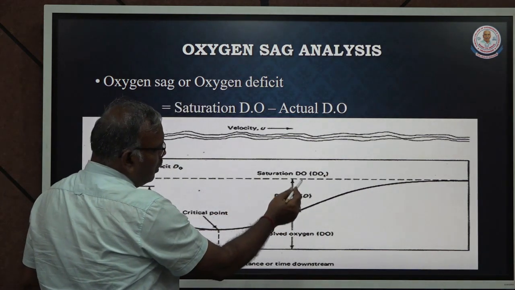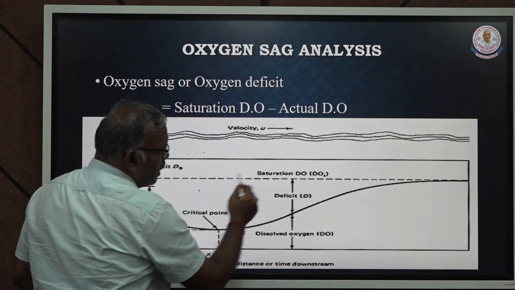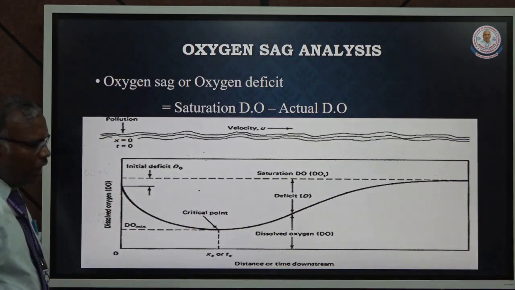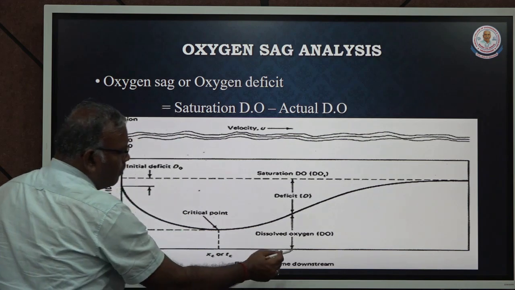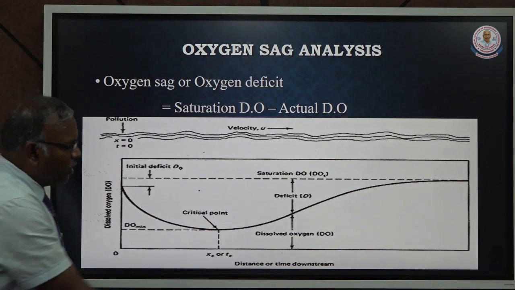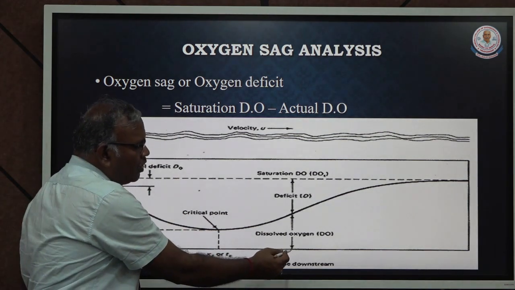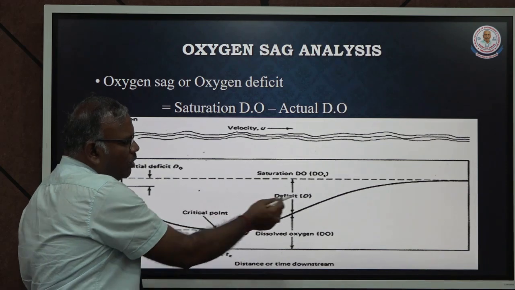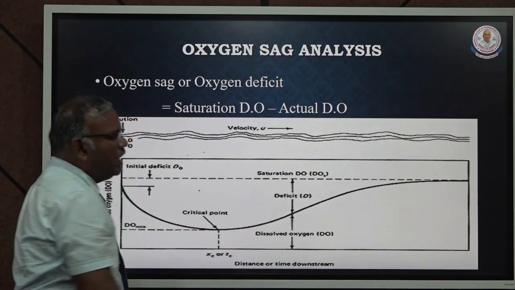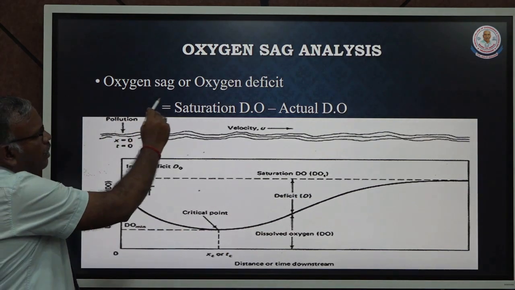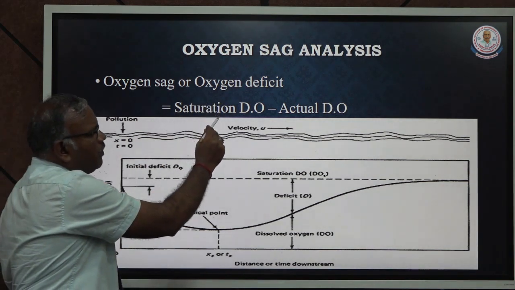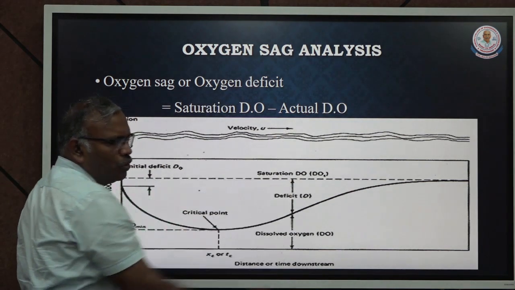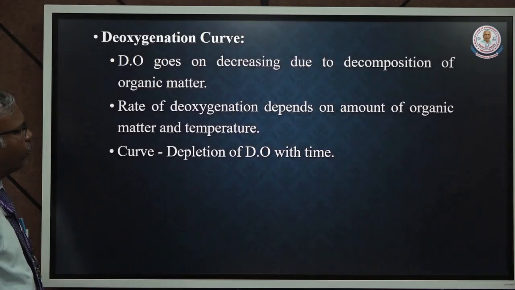Okay, the difference between the saturated oxygen level and the amount of dissolved oxygen present at a particular time or a particular distance will provide the amount of deficit, that is the oxygen deficit or oxygen sag. It is the difference between the saturated DO and the actual DO.